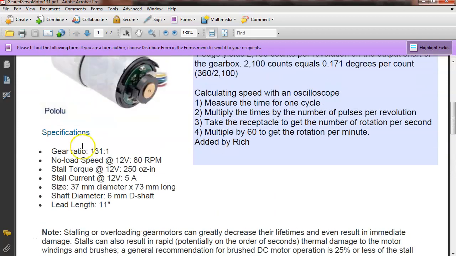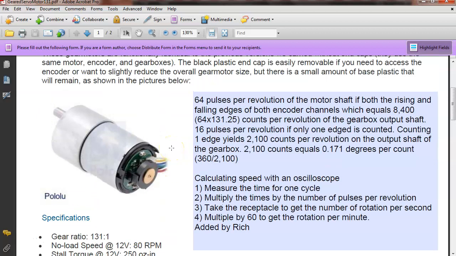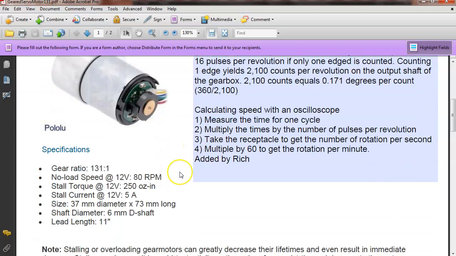So we're looking for the gear. Oh, it's a 131 to 1. So that means my motor's turning 131 times for one revolution of the shaft. Back here on the motor, we have 16 pulses per revolution, if we only count one edge. Then I would multiply that times 131, and that would give me my pulses per revolution of the shaft right here.